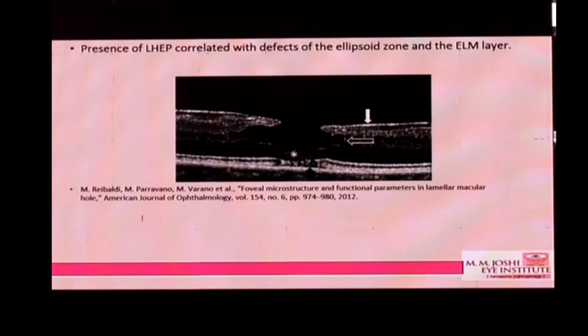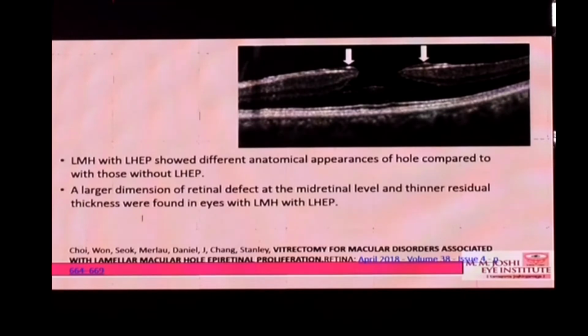Another study, done by Ribaldi et al., also presented ellipsoid zone defects and a larger horizontal diameter. As we progress, we see these patients in the later stages. LMH with LHEP showed different anatomical appearances of the hole compared to those without LHEP, with a larger dimension of the retinal defect at the mid-retinal layer and a very thin residual thickness, according to a recent publication in April 2018 by Choi et al.